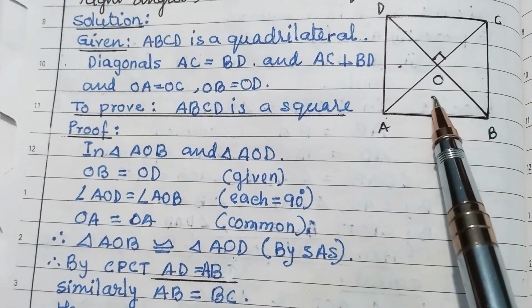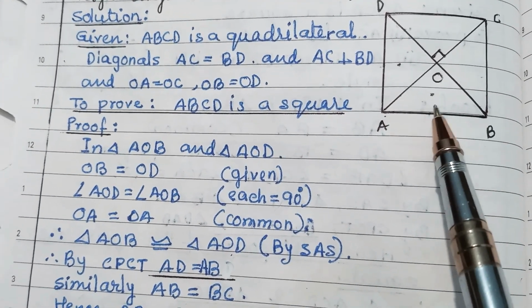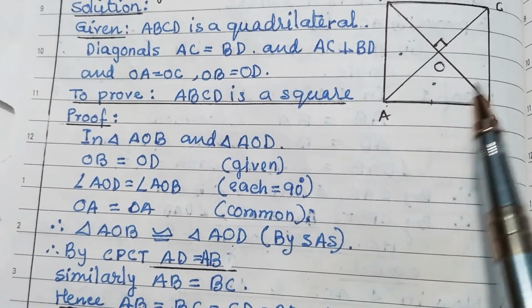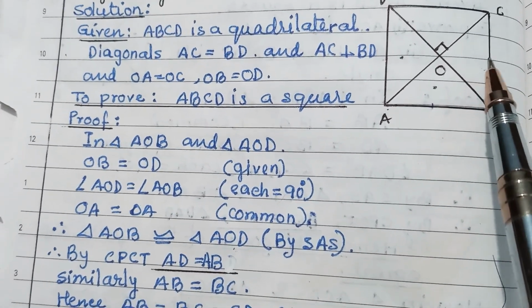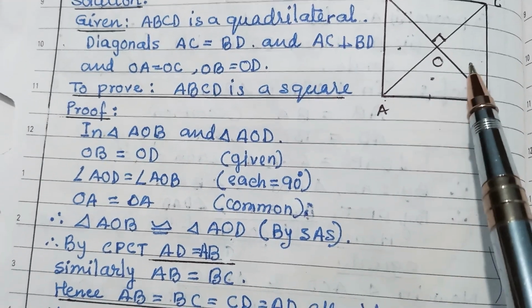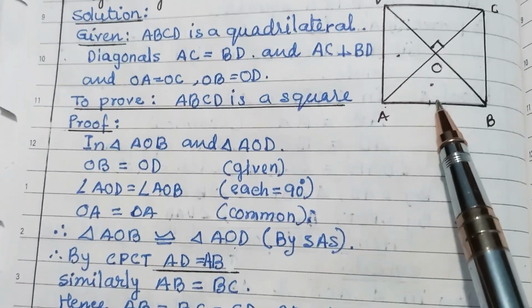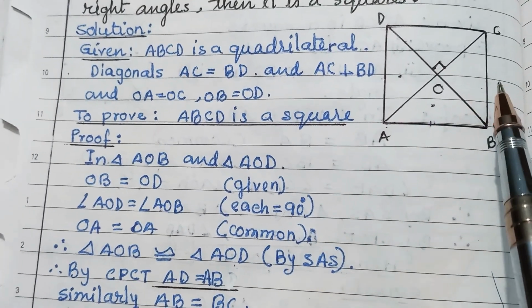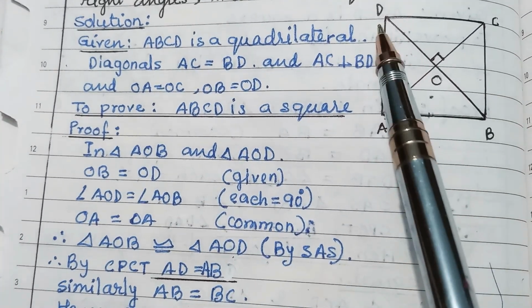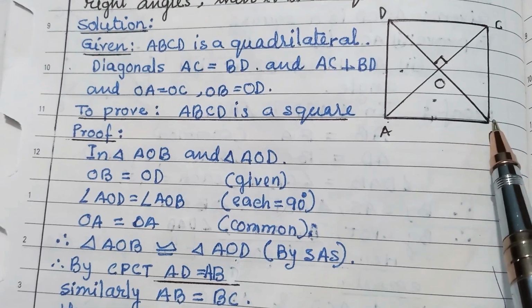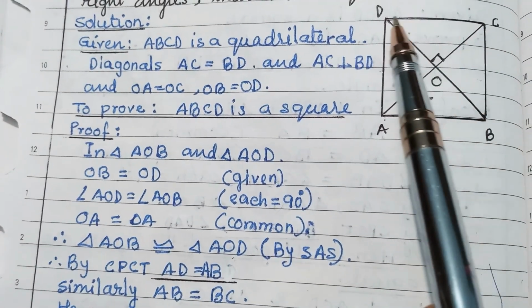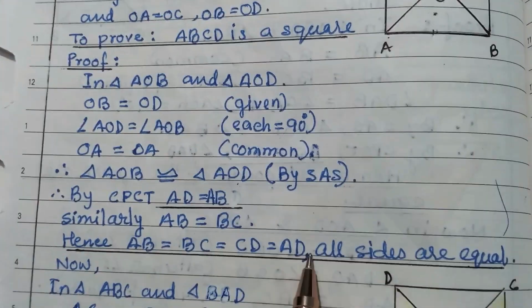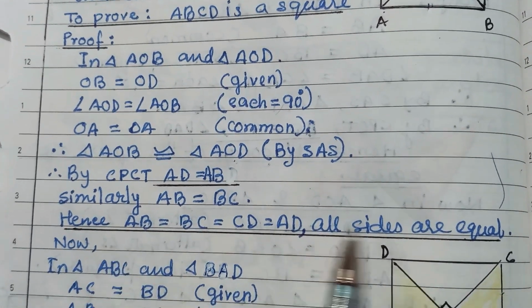Similarly, from these two triangles, we can prove that AB is equal to BC. You can write just similarly. So similarly AB is equal to BC. Therefore AD is equal to BC is equal to CD. All four sides are equal.